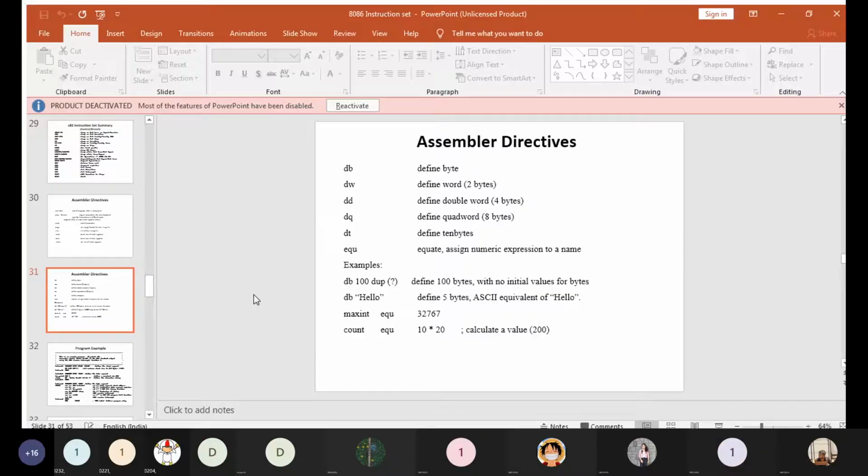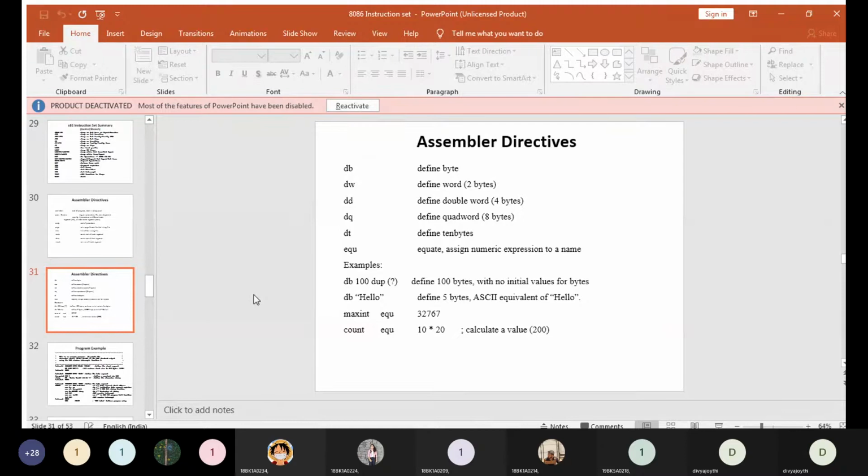Okay. Assembler directives. The topic that we are going to discuss today is assembler directives. So, what exactly are these assembler directives? Before I explain what assembler directives are, I would like to recollect the programming model that we have discussed twice while we were discussing the lab.